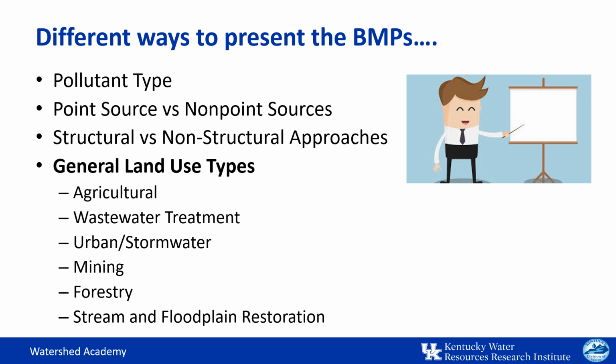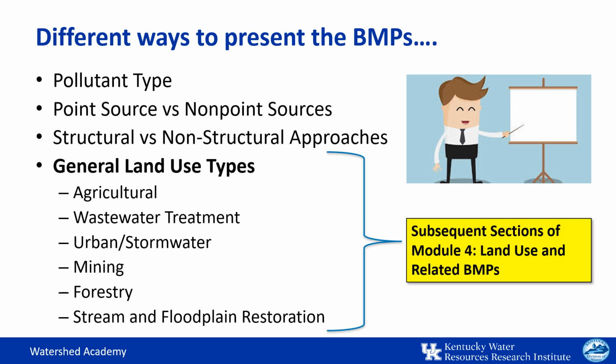Or we can describe practices by land use type, with details of practices that are used to address activities involved in a specific land use, such as urban stormwater, agricultural, forestry, wastewater treatment, or resource extraction. The subsequent sections of this model will outline the practices primarily by land use type, with some differentiation between structural and non-structural practices.